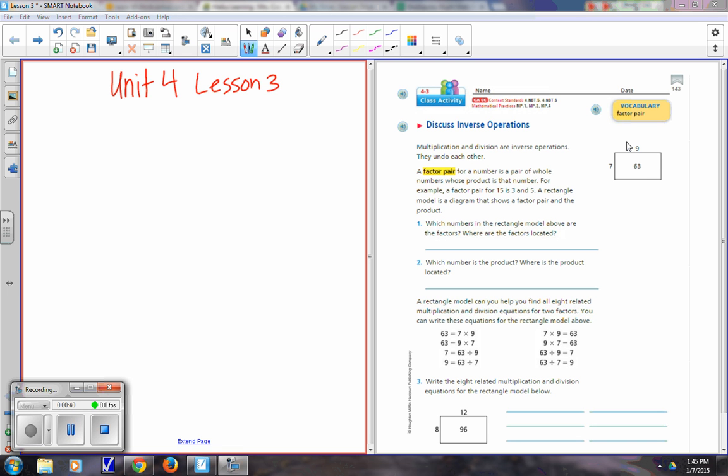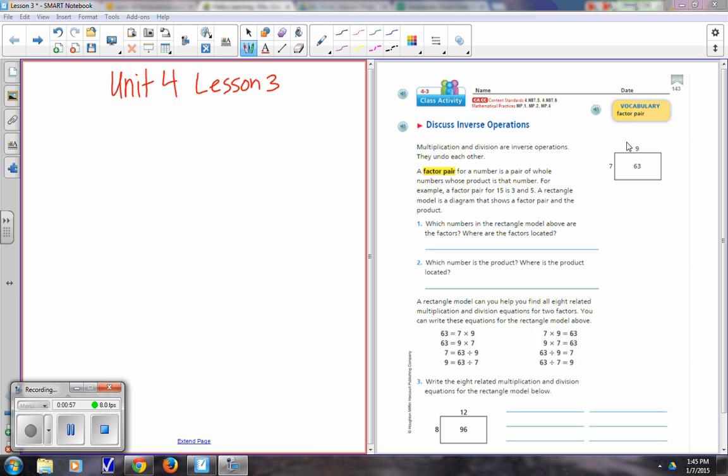number. So you have to have two factors to have a multiplication problem. You have to have two factors multiplied together to get a product. The product is an answer to a multiplication problem.